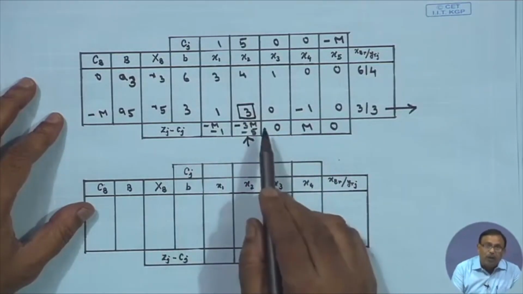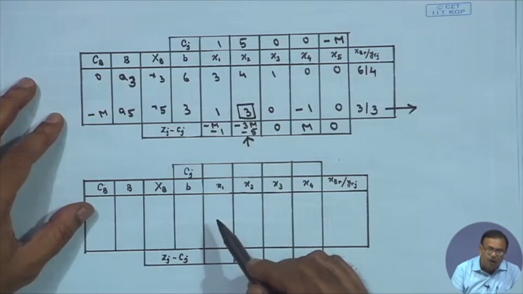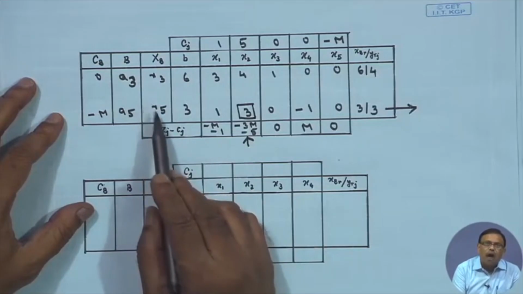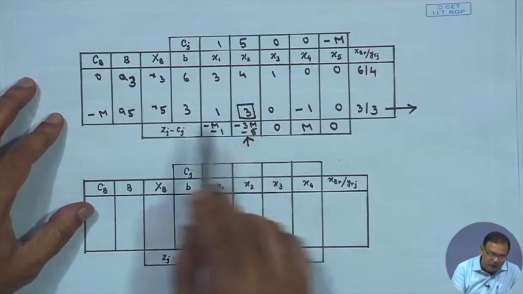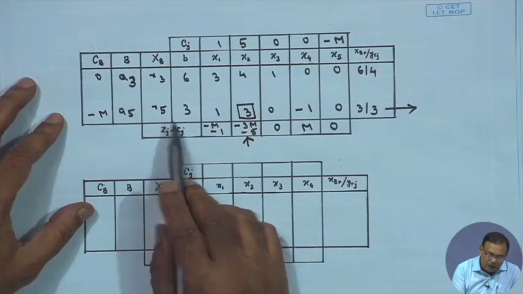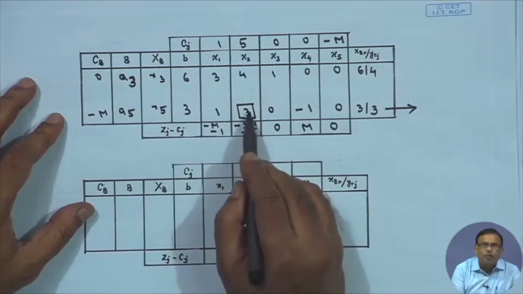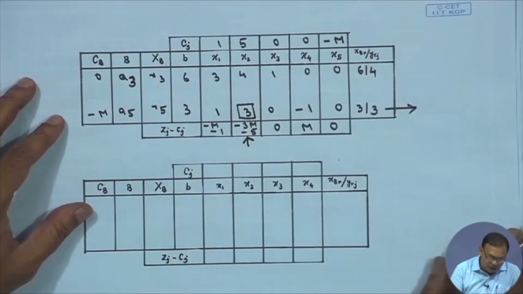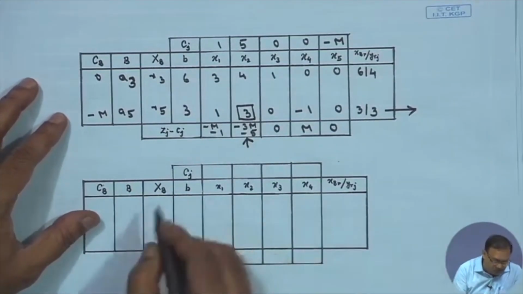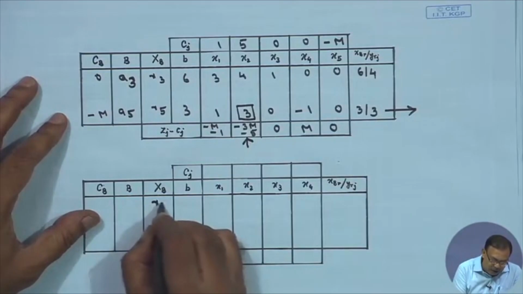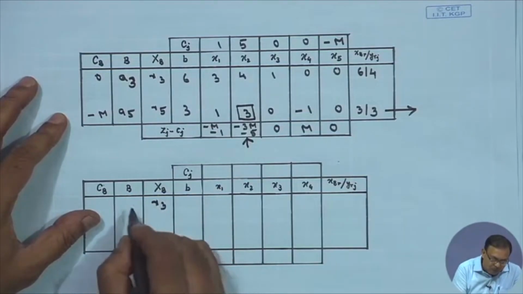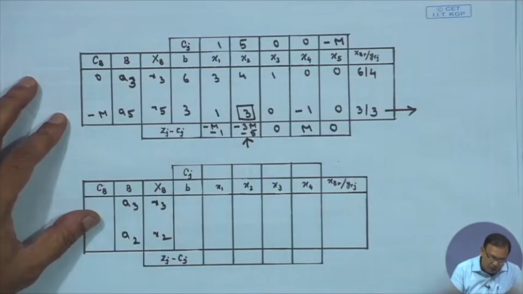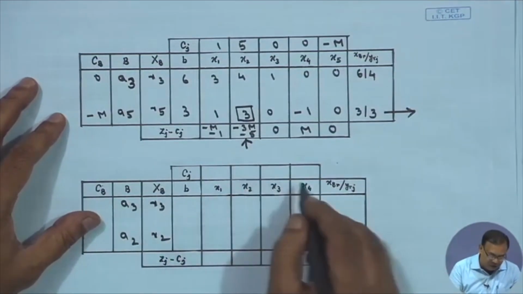This means in the next iteration of the simplex table, in the basis, x 5 will go out and the x 2 variable will come in, and I have to make this pivot element 1 and all other elements in this column 0. So, here now it will be x 3 and x 2, that is a 3 and a 2, and your Cj remains the same.